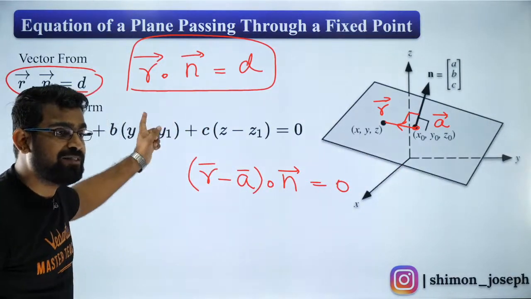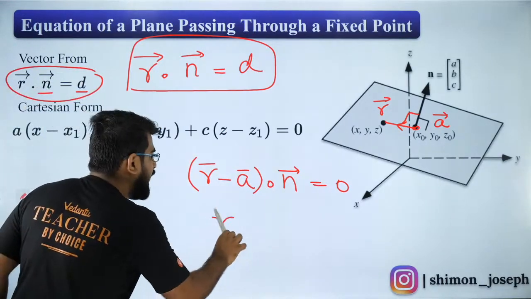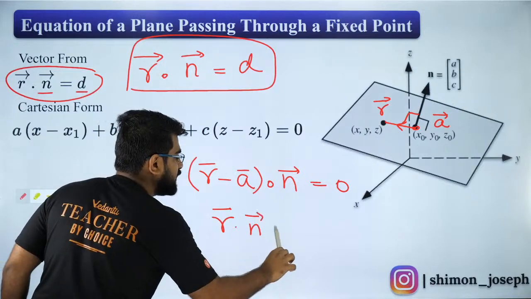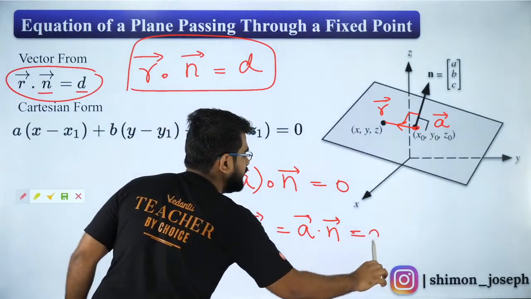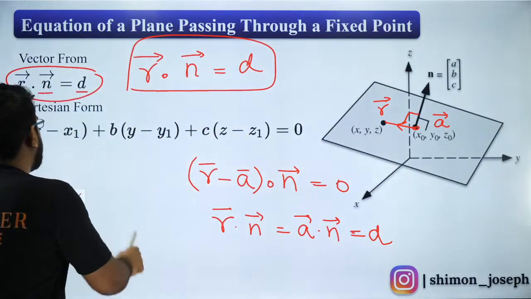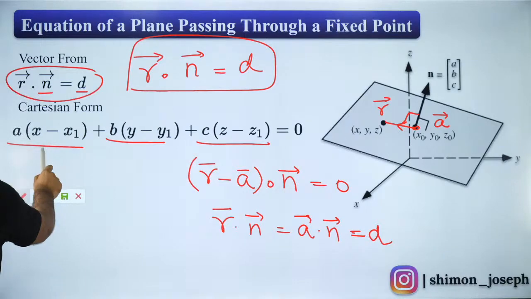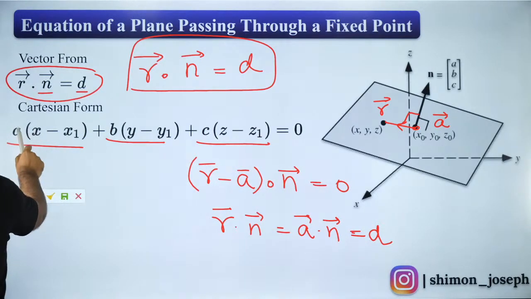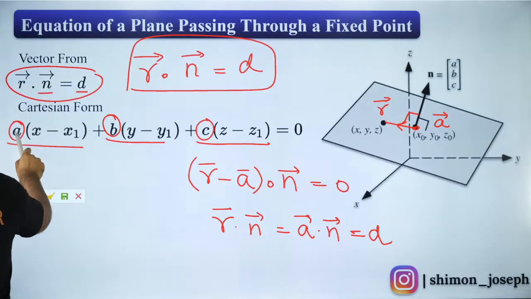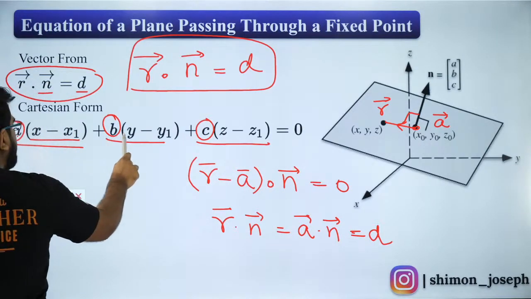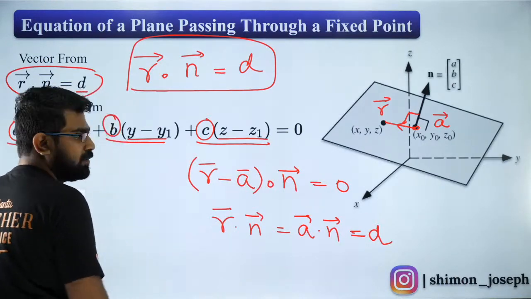That's exactly what they have done. So it is nothing but r vector dot n vector is equal to a vector dot n vector, which is nothing but d. Got it? So that is exactly what they have done here. So in Cartesian form, it is nothing but A, B, C, the direction ratios of the normal, A into x minus x1 plus B into y minus y1 plus C into z minus z1 equal to 0.